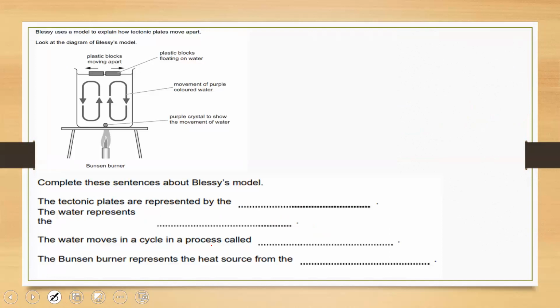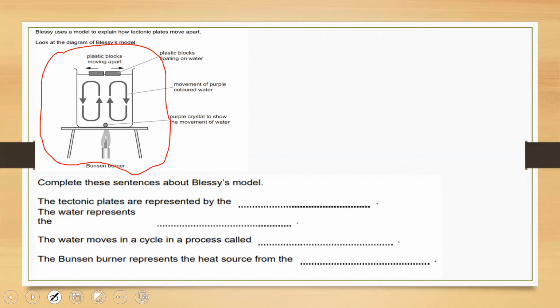Also, this is a further question on tectonic plates. This is a model. We are to complete these sentences about this model. So the tectonic plates are represented by what? Looking at this, what do we use to represent the tectonic plates? Remember that we said tectonic plates are a piece of the earth crust that is floating on the mantle.